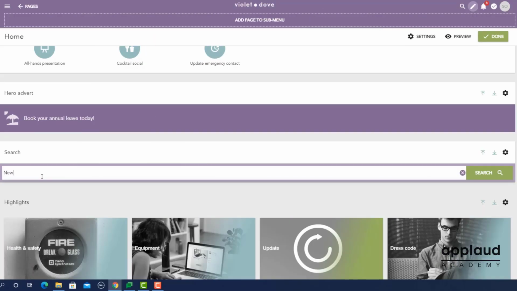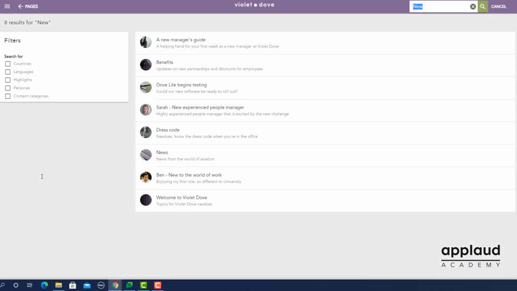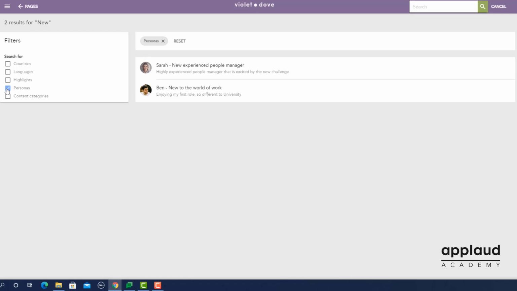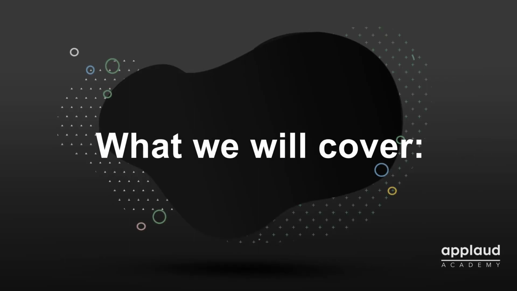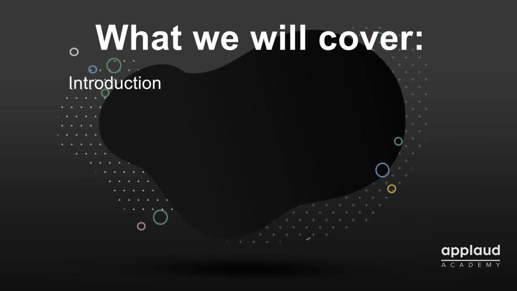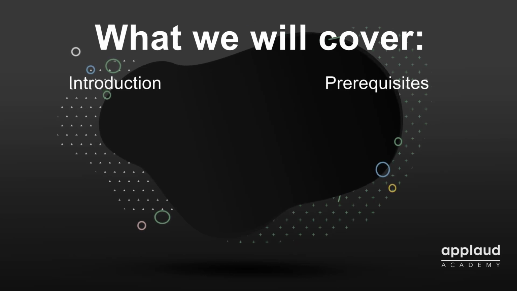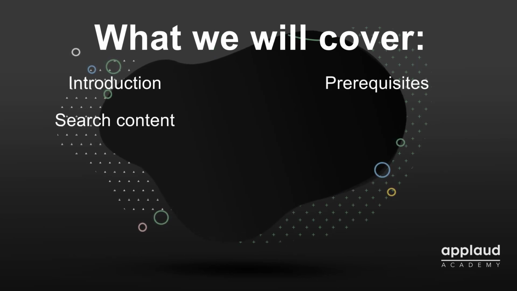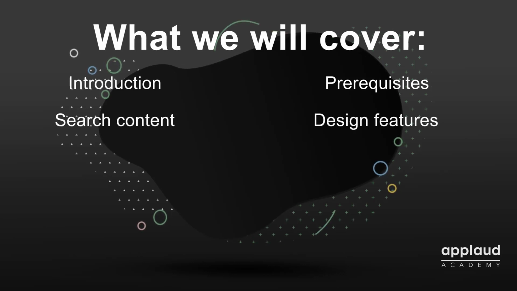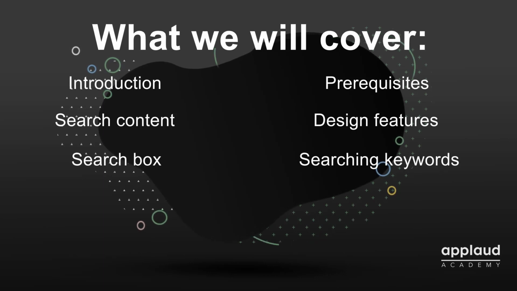In this tutorial, we'll explore the search settings on your Applaud tenant. We'll provide you with an introduction to the search feature, prerequisites, adding search content, designing how your search results appear on pages, adding a global search box, and searching keywords.